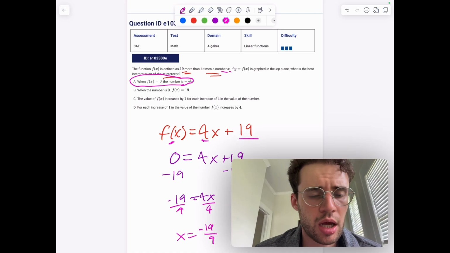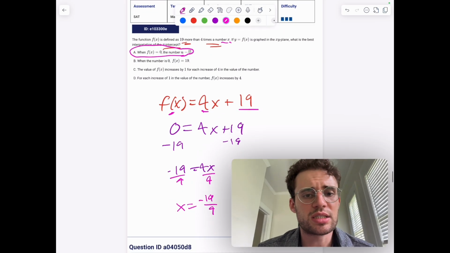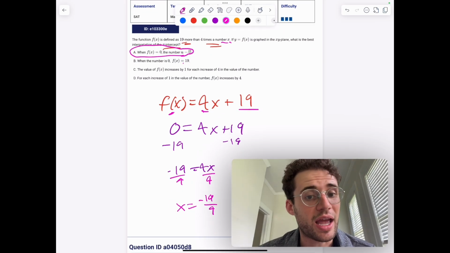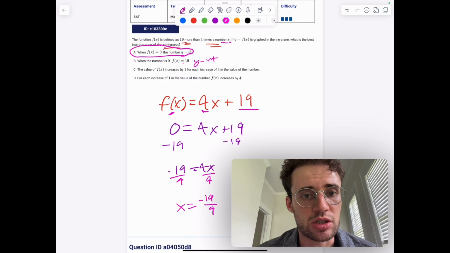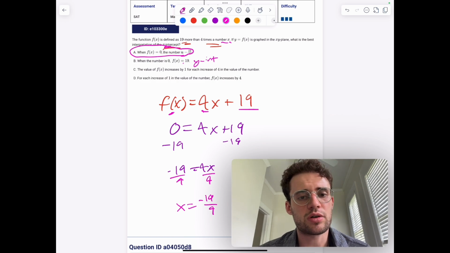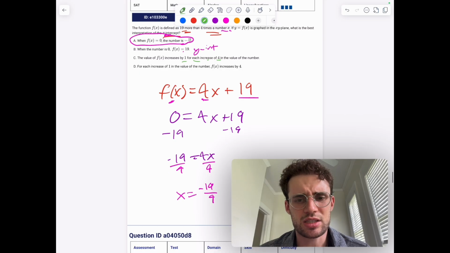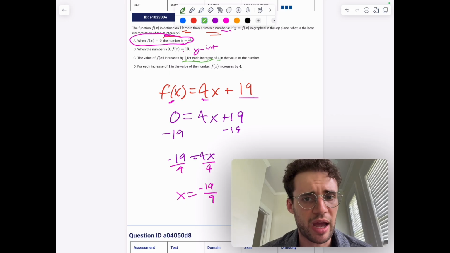Okay, good. And just to check the other ones, when the number is 0, f of x equals 19, that would be the y-intercept. They're asking about the x-intercept. The value of f of x increases by 1 for each increase of 4 in the value of the number. No, that's wrong, first of all. F of x increases by 4 for each increase of 1 in the value of the number. These numbers are backwards, and that would be the slope, not the x-intercept. It's not B, it's not C.